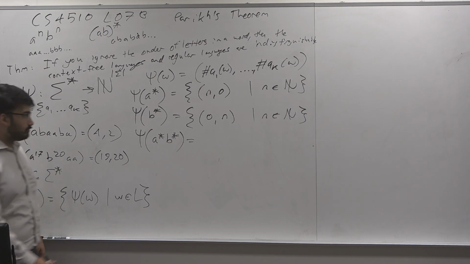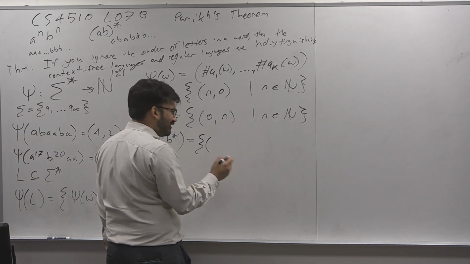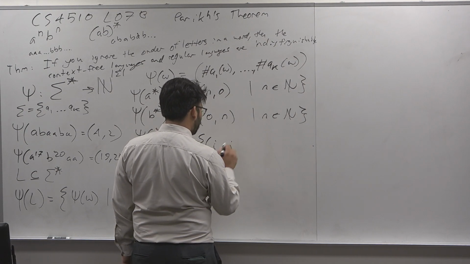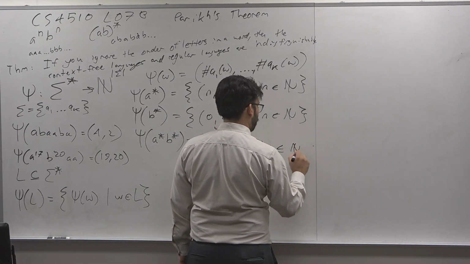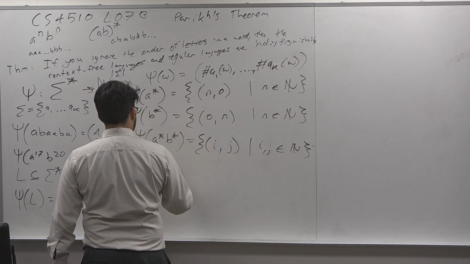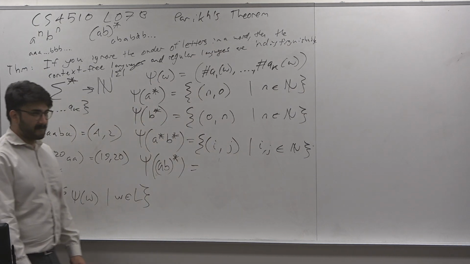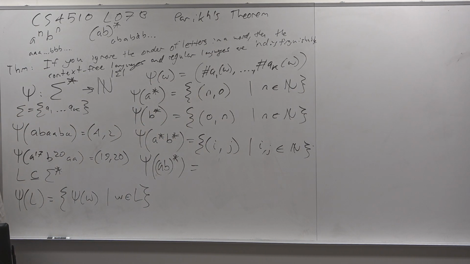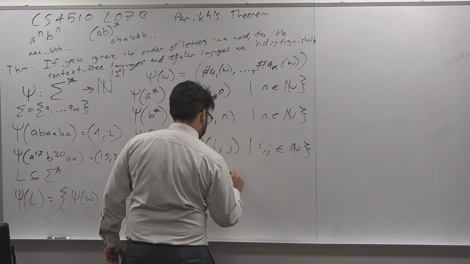N1, comma N2, where N1, N2 are in the naturals. Yeah, and they're not necessarily equal. Let's call it IJ. What about A B star? N, comma N. Yeah. Where N is in the naturals.